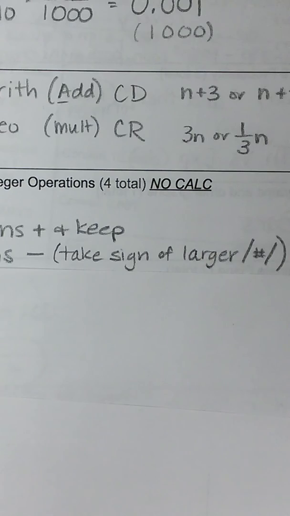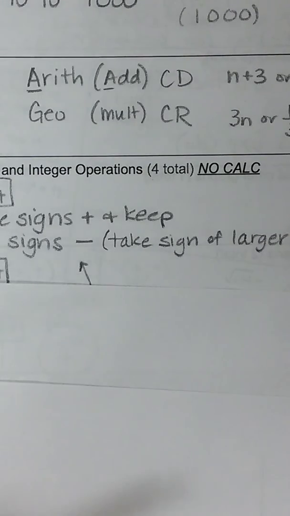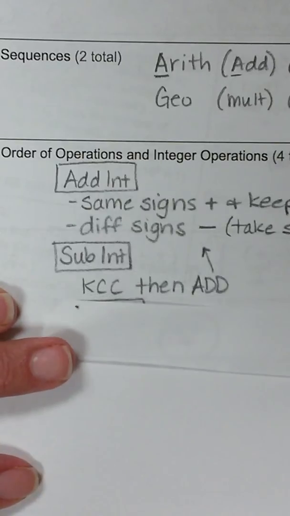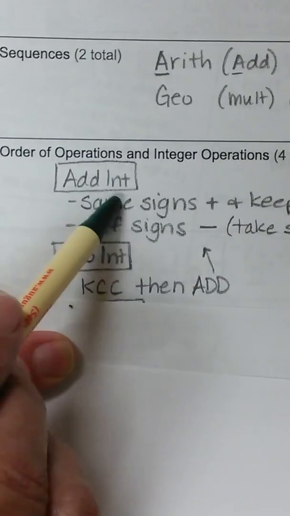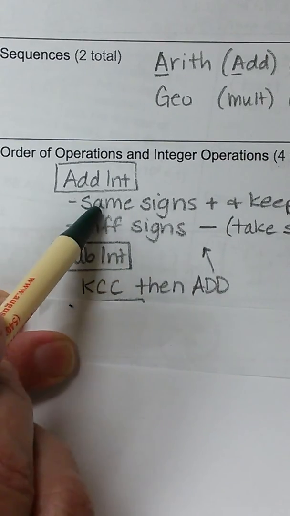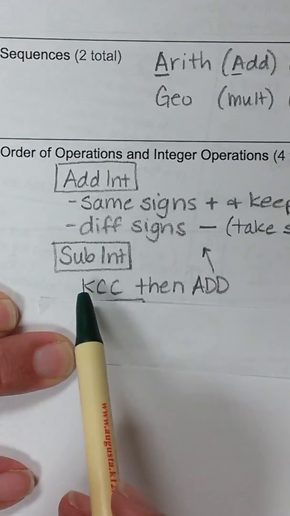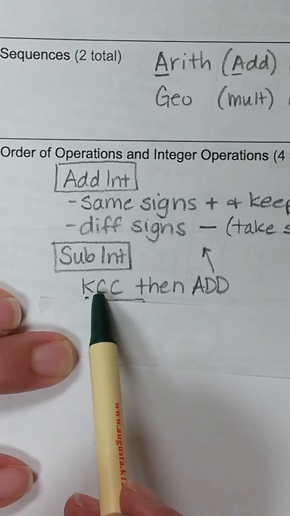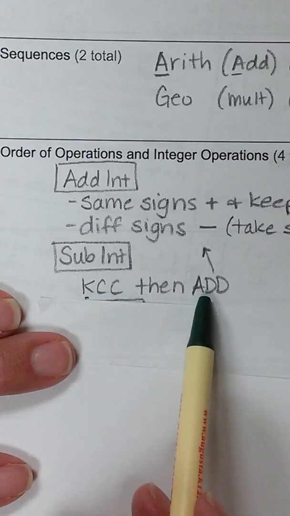The next one would be if you're going to subtract. If you are subtracting integers, you have to KCC, keep, change, change. Then you have to add those two numbers. You have to follow these same rules that we talked about here. If you're subtracting, you KCC: keep the first number, change the operation to addition, then change the sign of the second number, and that's why you have to add.